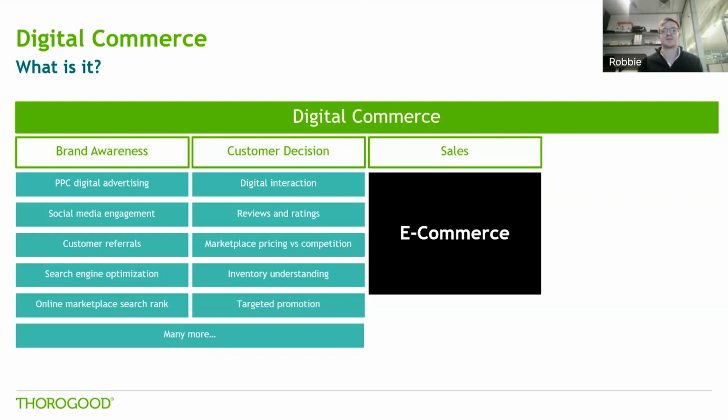So the digital interaction is something that consumers value, but they're also going to look at stuff like reviews and ratings. They're going to look at price, and you have to be concerned about how your product is being priced on different sites. So, for example, on one marketplace, you might be cheaper than your competition. In another one, you might be much higher.